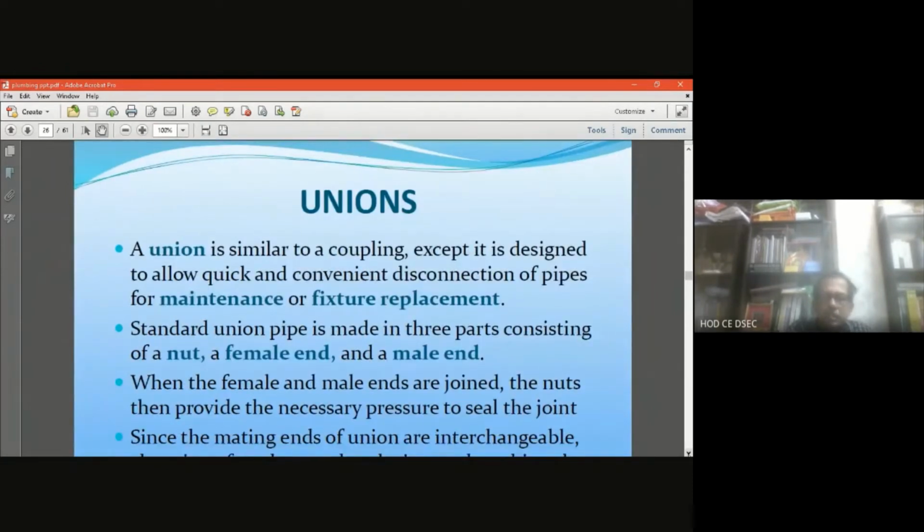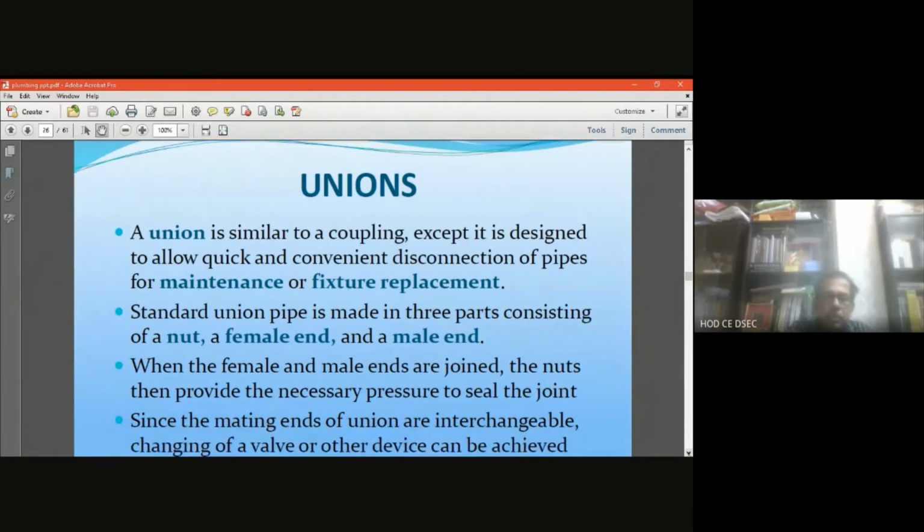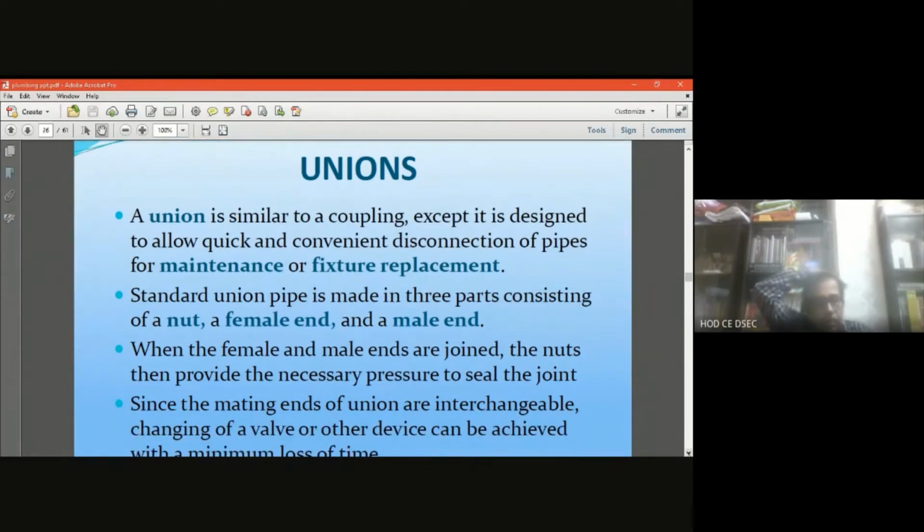Now, what are unions? This is a very common terminology used in plumbing. Even the plumbers, the mistri, are very much aware of this terminology because they use it in plumbing jobs. A union is similar to a coupling, except it is designed to allow quick and convenient disconnection of pipes for maintenance of fixtures or replacement.